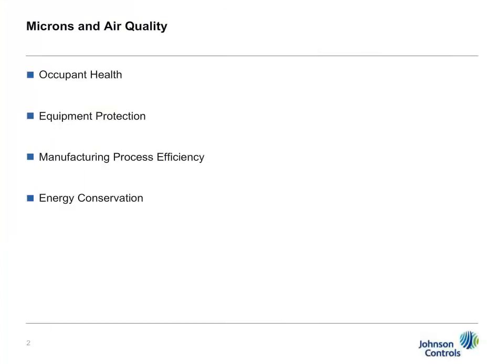The unit of length called a micron applies to air filters and indoor air quality. In HVAC, we are concerned with air quality because we are concerned with the health of the occupants of a building. We also filter air in order to protect the HVAC equipment, as well as keep the equipment clean so as not to reduce the energy consumption of the HVAC system.